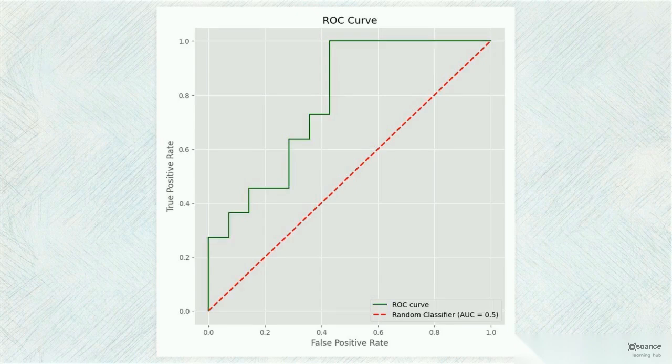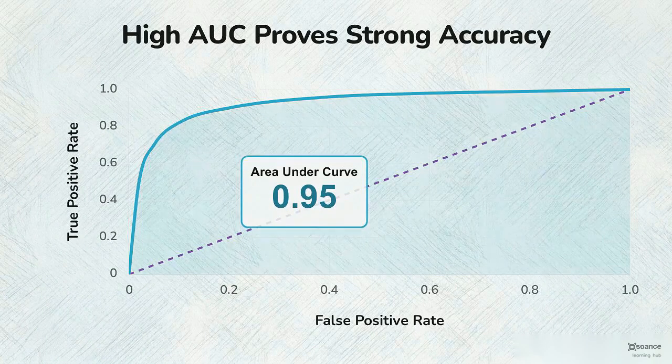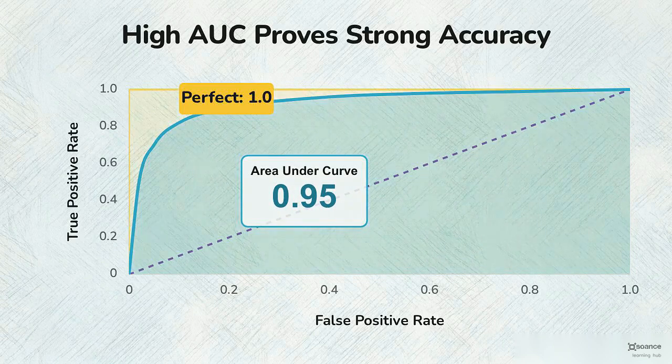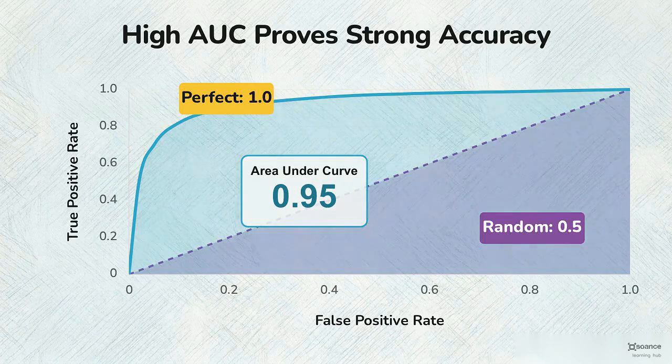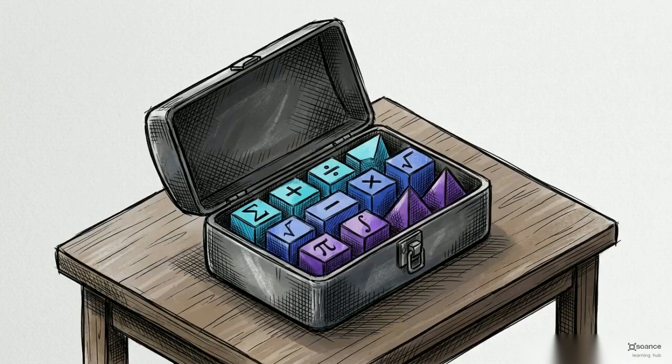Here is a slightly different styling, using a green line to map those exact same true and false positive rates. To quantify this curve, we calculate the area under the curve, or AUC. A perfect model scores a 1.0, while a random guess scores a 0.5. This output prints our custom ROC AUC score. The math confirms our model has strong predictive power, and we proved it without relying on a black box package.